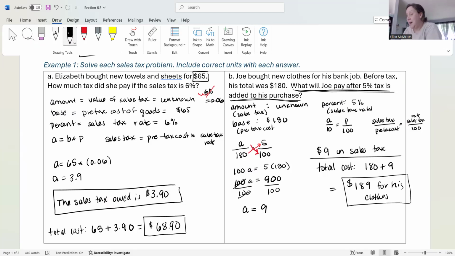And that's it. So that is sales tax. It's really just regular percent word problems. It's just we're doing something very specific called sales tax. So remember, the sales tax amount is the amount in the percent problem. The base is the pre-tax cost of the goods. The percentage is the sales tax rate. Solve for whichever piece is missing, and just know that sometimes you'll be asked to find a total cost, not just the sales tax amount. Okay. Next up, I believe we're going to talk about commission.